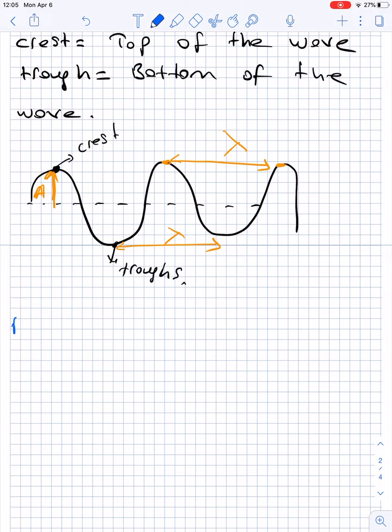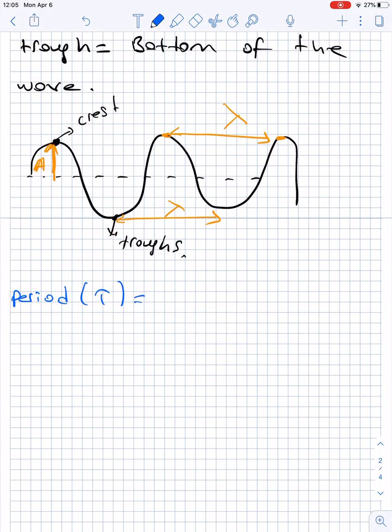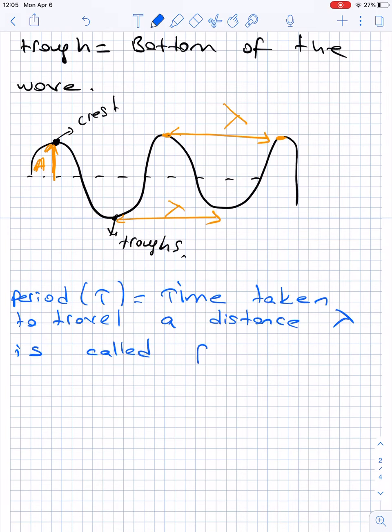Continue. What is the period? We know the period symbol is T. Period means one complete oscillation. Definition: the time taken to travel a distance lambda is called the period. And the symbol is T. Unit is second.